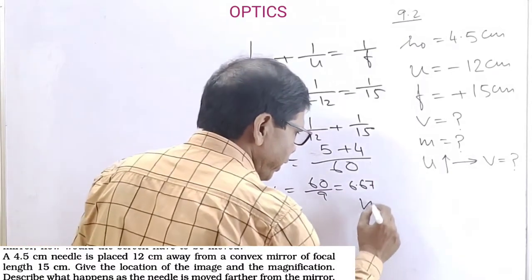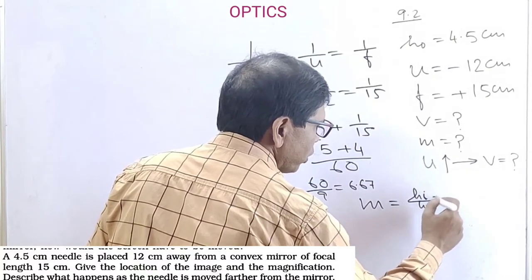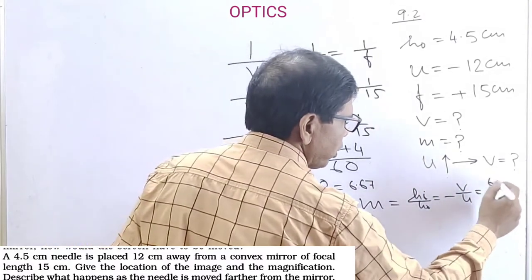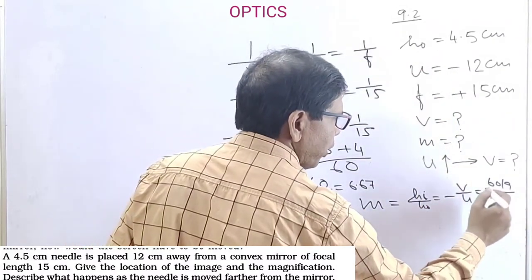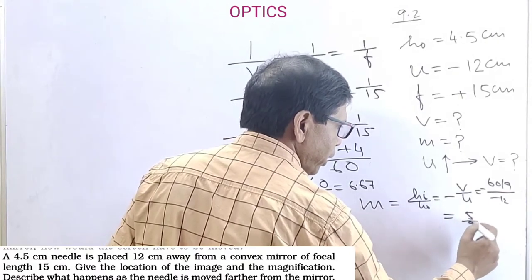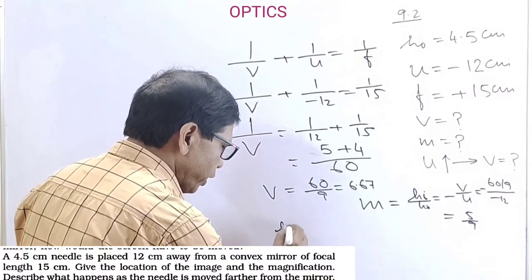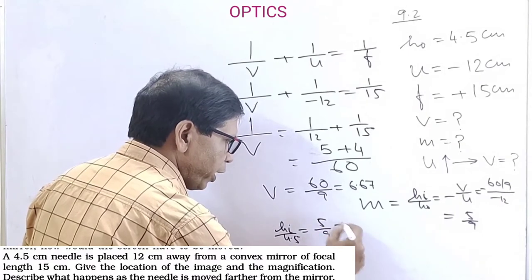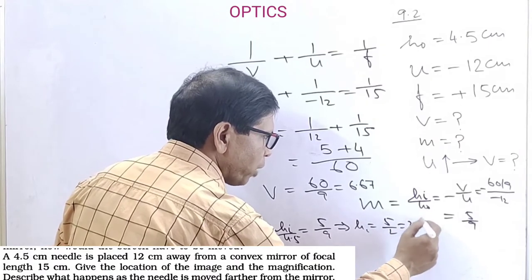Now magnification m is equal to hi by ho, so this is minus v by u. Here v equal to 60 by 9 and u equal to minus 12, and this is the negative sign. So this is 5 by 9. Now the height of the image, here hi by 4.5 equal to 5 by 9, so hi equal to 5 by 2, so 2.5 centimeter.